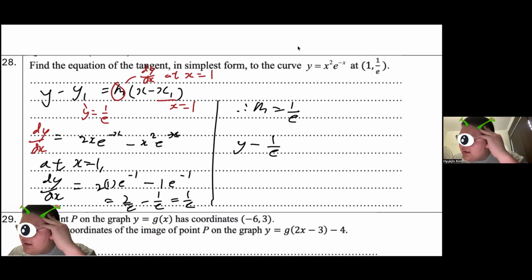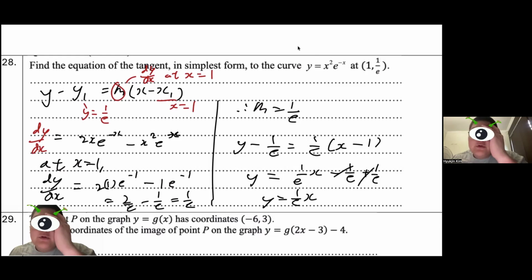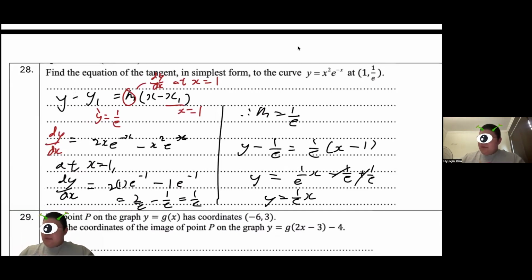y minus 1 over e equals 1 over e bracket ex minus 1, so y equals 1 over e x minus 1 over e plus 1 over e. Cancel, cancel. y equals 1 over e x, or x over e, whatever you prefer is fine.